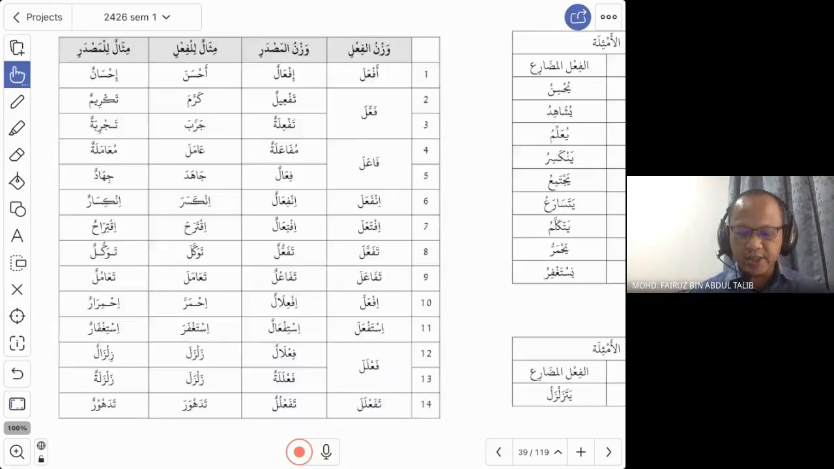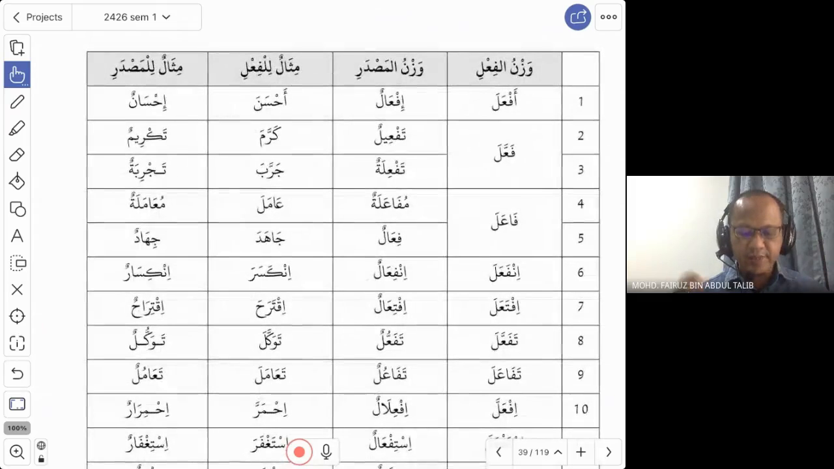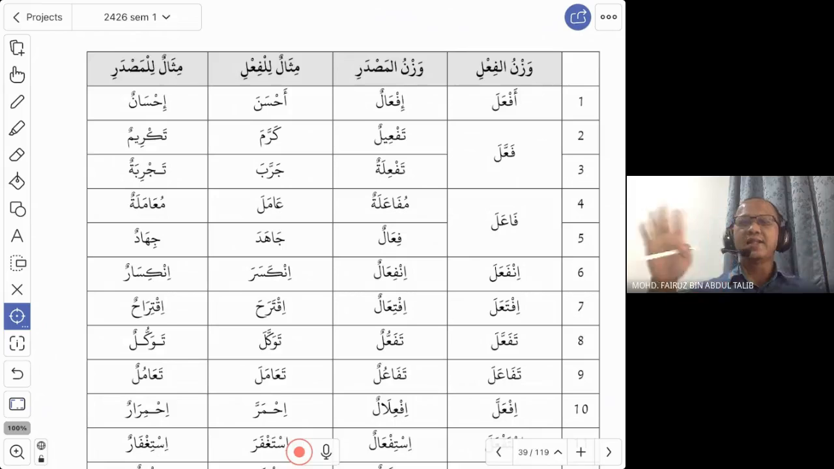Let's look at the first table, the table that is in your textbook. Again, remember, this is the wazan for other than the sulasi mujarrad, which means if the fi'l is sulasi mazid, 3 letters but with additional letters, or rubai, a 4-letter fi'l, or rubai mazid, a 4-letter fi'l with additional letters. So you can refer to this table.